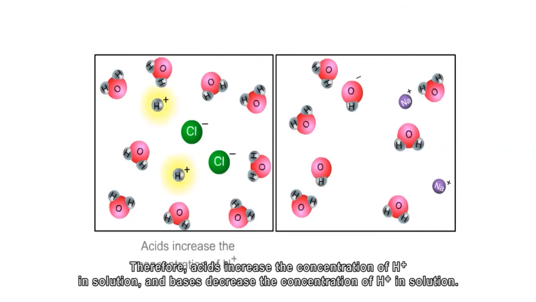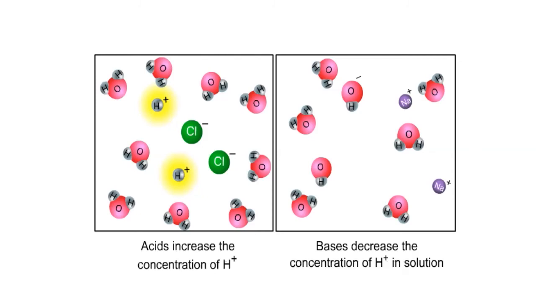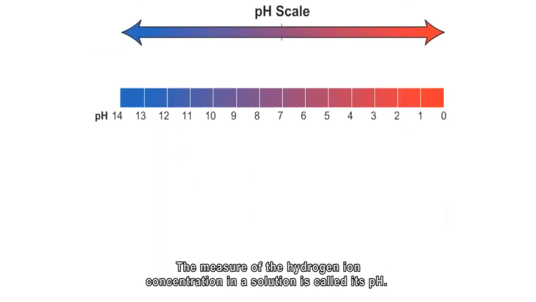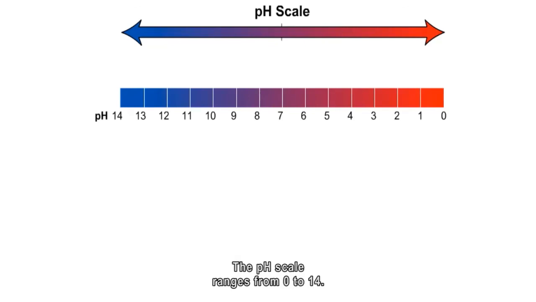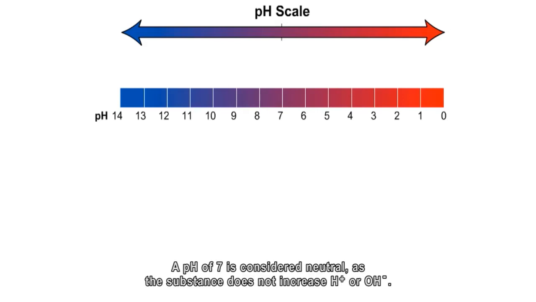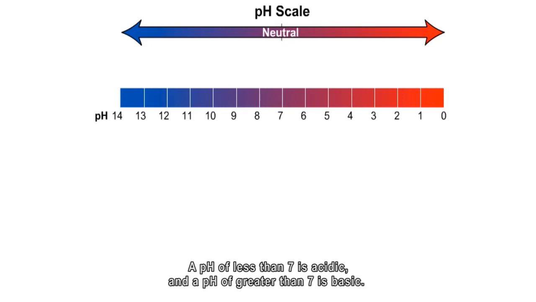Therefore, acids increase the concentration of hydrogen ions in solution, and bases decrease the concentration of hydrogen ions in solution. The measure of the hydrogen ion concentration in a solution is called its pH. The pH scale ranges from 0 to 14. A pH of 7 is considered neutral, as the substance does not increase hydrogen or hydroxide ions. A pH of less than 7 is acidic, and a pH of greater than 7 is basic.